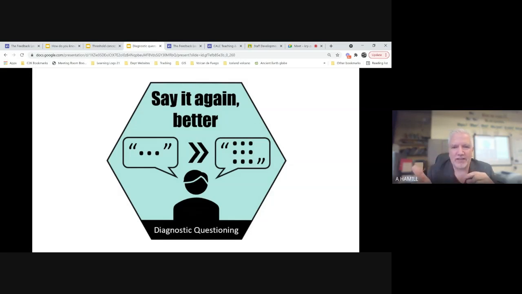Now, I should absolutely acknowledge a lot of these ideas are taken shamelessly from the work of Tom Sherrington. He's brilliant on this, and this is literally from him. One caveat he adds is that he's gone in to observe teachers, and they literally say to their pupils, say it again better, which is not the phrase you use. There are other ways of doing it.